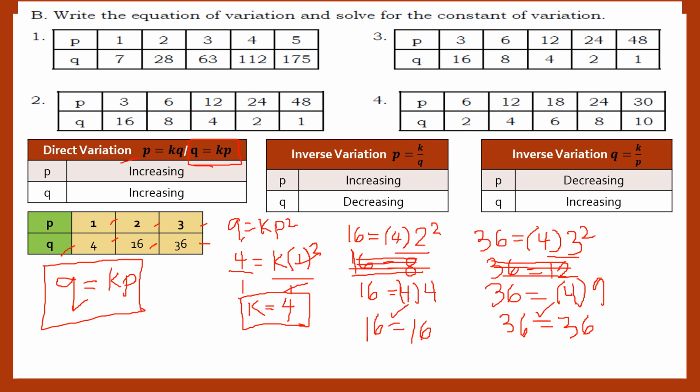Now, therefore, our equation should be Q is equal to KP squared, wherein this is still a direct variation, but this is quite special because this is direct square variation. Okay. So that is learning task 3B.